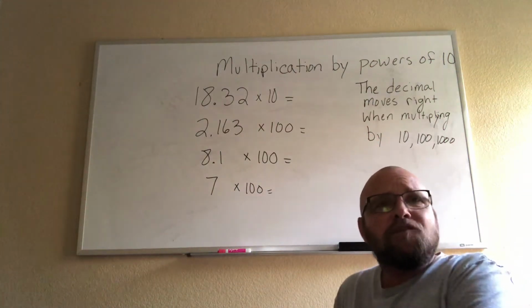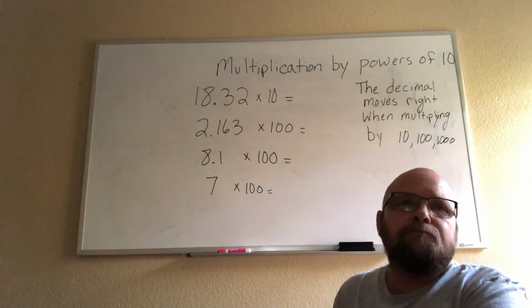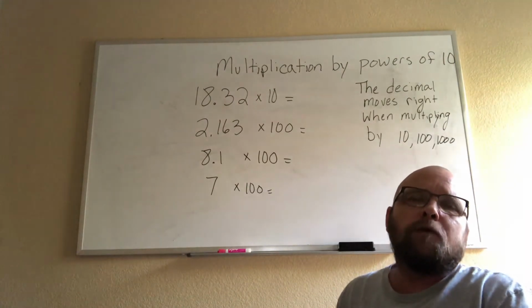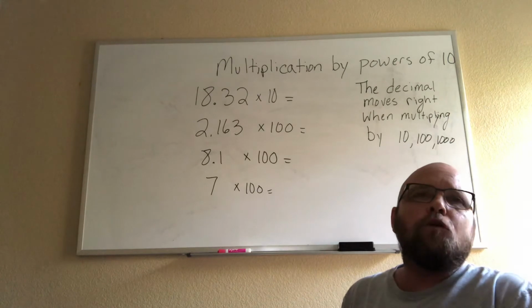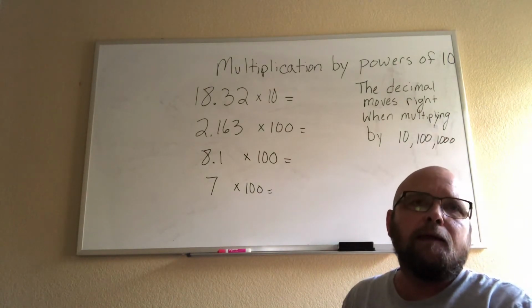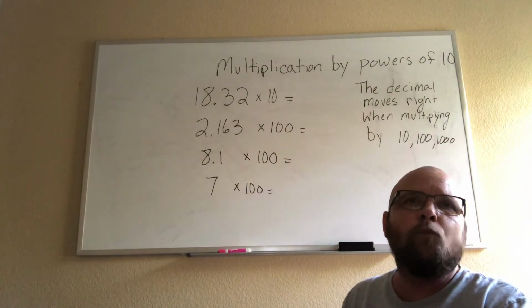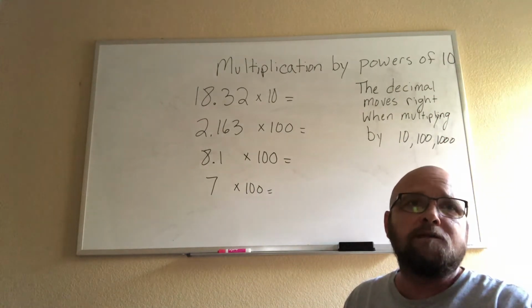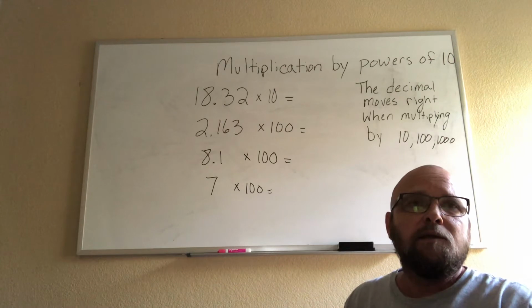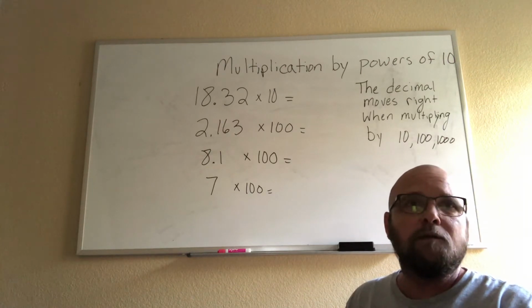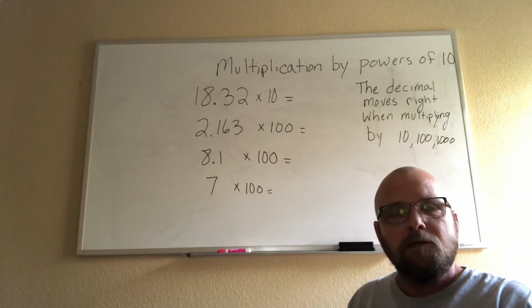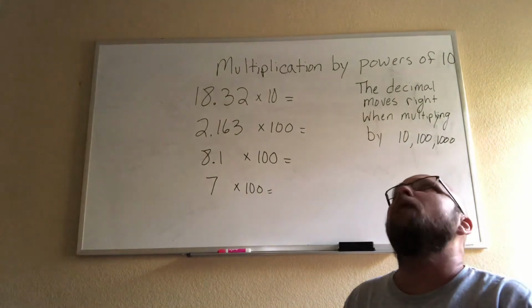All right, ladies and gentlemen, we're going to go over these problems. You've been asked to already write them down. Today we're going to practice multiplying by powers of 10. Powers of 10 are 10, 100, 1000. The reason they're powers of 10 is because 10 times 1 is 10, 10 times 10 is 100, 10 times 10 times 10 is 1000. So we're just multiplying by powers of 10.